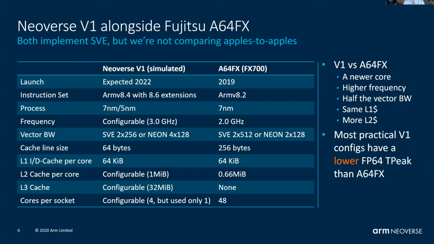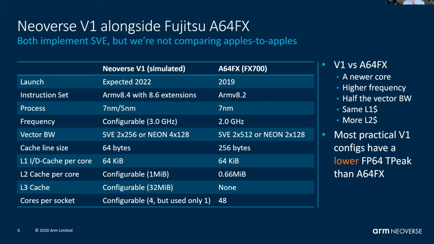Cache line sizes are different. The V1 implements a 64-byte cache line. The A64FX is 256 bytes. However, the amount of L1 cache per core is the same. V1 can have much larger L2 and L3 caches than the A64FX. In this simulation, I'm simulating a 1 megabyte L2 cache per core versus the A64FX's 0.66 megabytes per core. Also, I have a 32 megabyte L3 cache. The A64FX has no L3 cache.